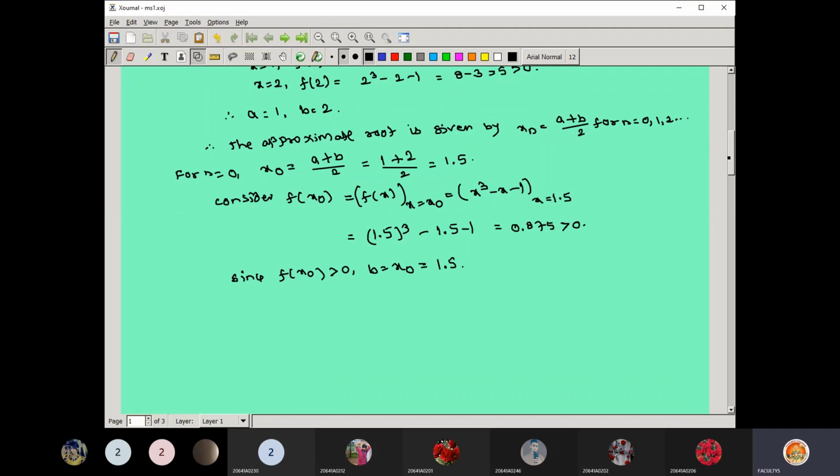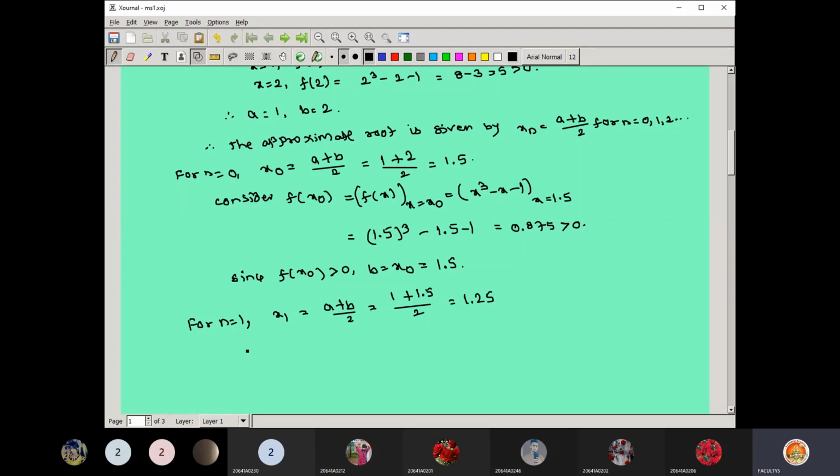Again, I am using the same formula. So for n equal to 1, I am going to the next value. You are getting x1 equal to, same formula you are using, a plus b divided by 2. A is nothing but your previous value 1 and plus b value is 1.5, new b value. This is divided by 2. So 2.5 divided by 2. What is the answer you are getting? You are getting the answer as 1.25. Right. So this 1.25.